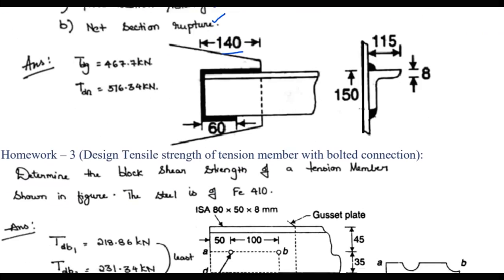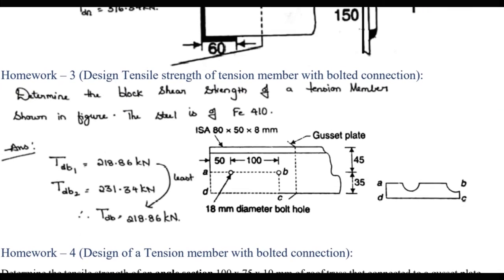So come to homework number 3. In this question, we need to find out only the block shear strength. That's enough. No need to calculate rupture in this. Just block shear, because this is the value that most people get confused when calculating. So just find out this value for the section shown in this figure.